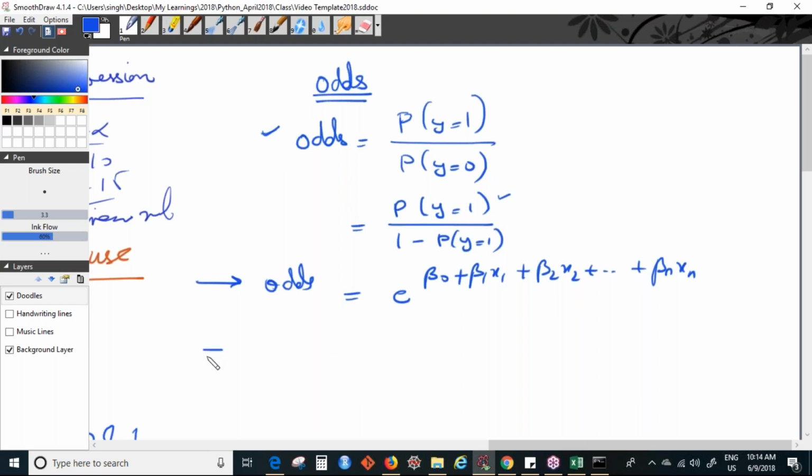Now I can take log of this. If I take log of this, log to the base e, log e will become 1, and I will get a linear regression line.